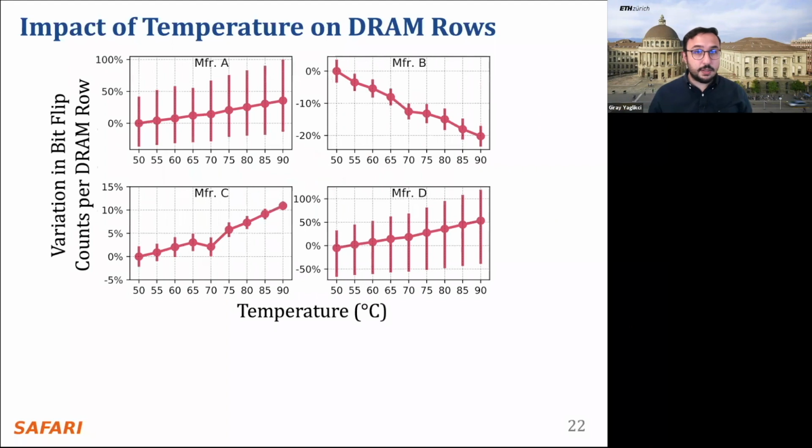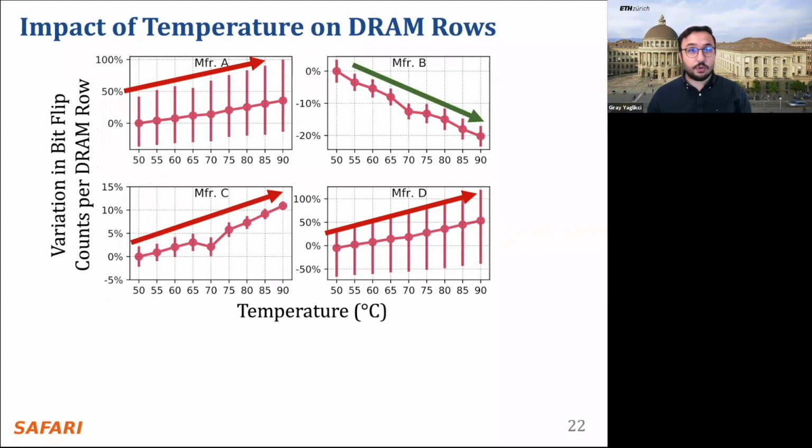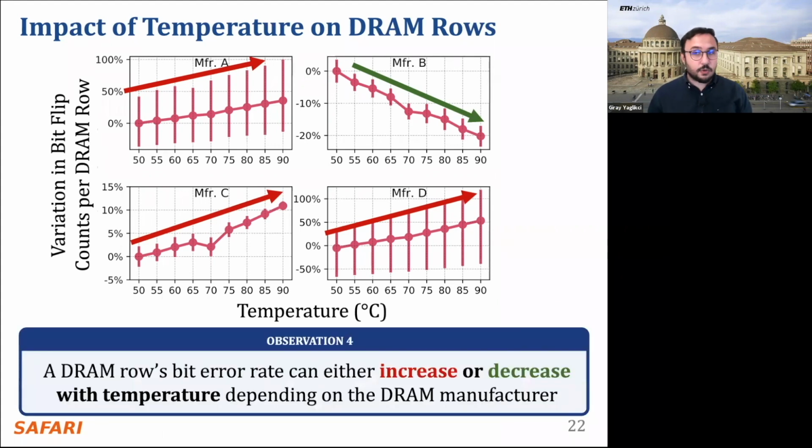We repeat this analysis for all 4 manufacturers, and we observe that bit error rate increases with temperature in modules from 3 manufacturers. However, it exhibits an opposite trend in modules from manufacturer B. We hypothesize that this happens due to different characteristics of charge trap error mechanisms in different manufacturers. Please refer to our full paper for more details. Our main observation from this figure is that a DRAM row's bit error rate can either increase or decrease with temperature depending on the DRAM manufacturer.